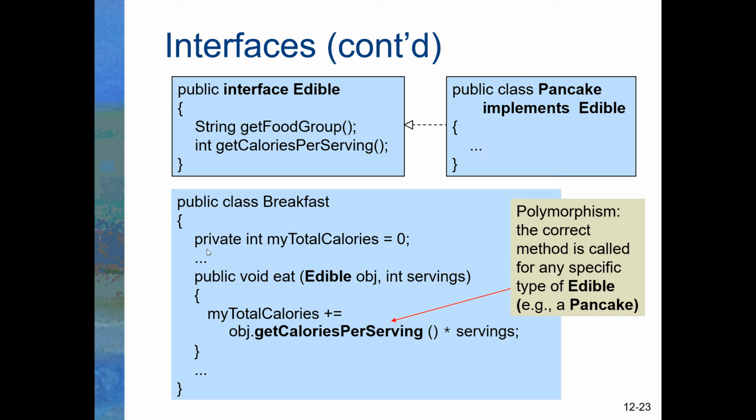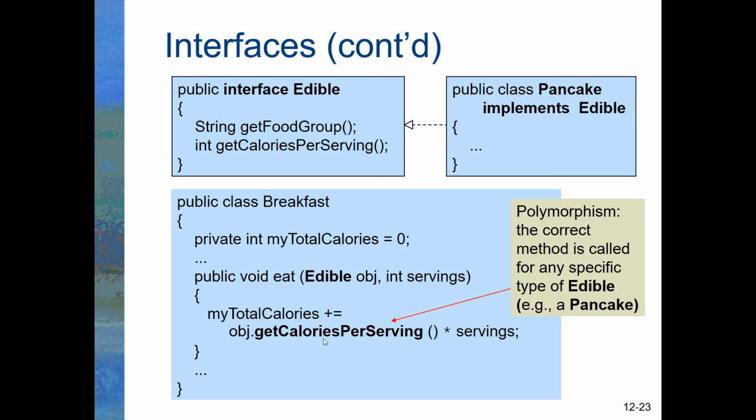So now down here in my program, public class Breakfast, I set up a variable called myTotalCalories at 0. I'm going to call a method called eat, and I'm going to pass a Pancake and 4. I'm going to eat 4 servings of pancakes. Again, I created the parameter obj as an Edible interface, but remember, I'm actually passing a Pancake object into it. So it's going to use polymorphism to know that when I call a method from obj, so when I say obj.getCaloriesPerServing, it's actually going to get getCaloriesPerServing from Pancake, not getCaloriesPerServing from HotDog or from Pizza. It gets the one from the object that I'm actually using at that time.